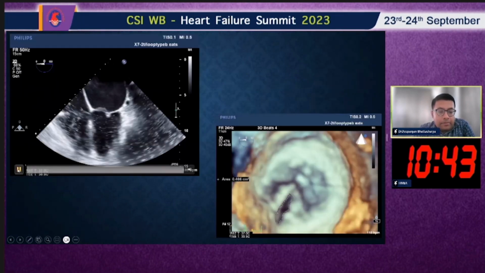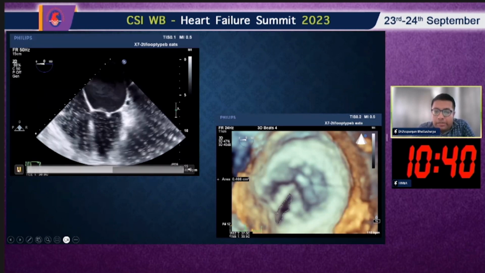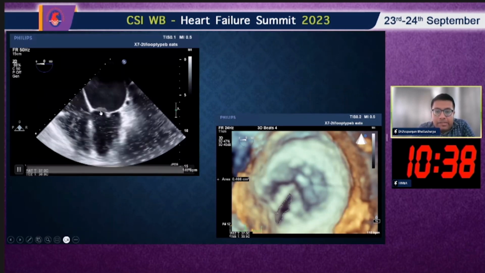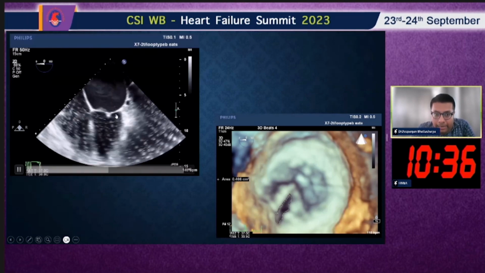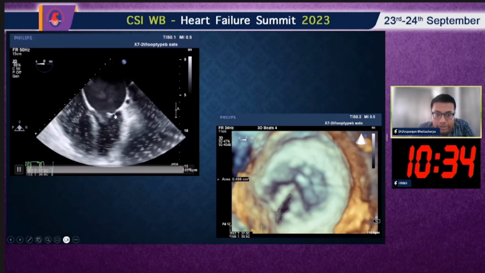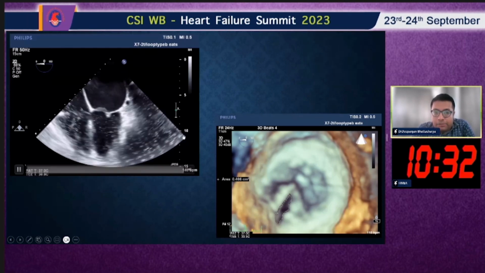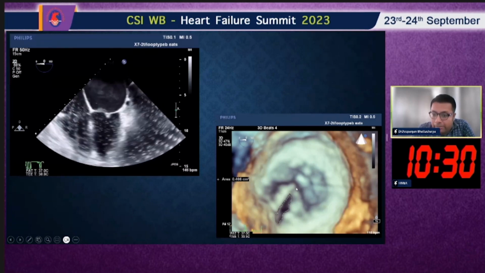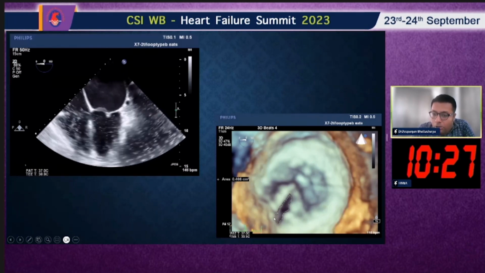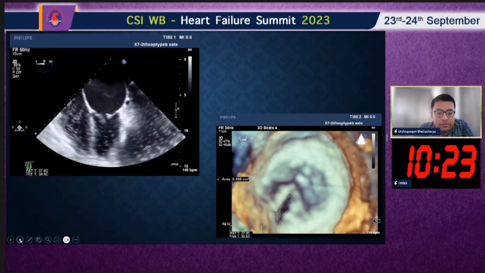So this is again a patient who has got rheumatic severe MS. Here we can see that the leaflet is thickened and completely restricted. The LA is dilated with spontaneous echo contrast, and we can measure the mitral valve area even on 3D. Here the area is 0.46, indicating severe MS.